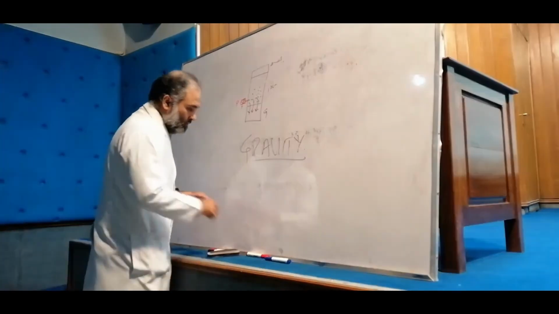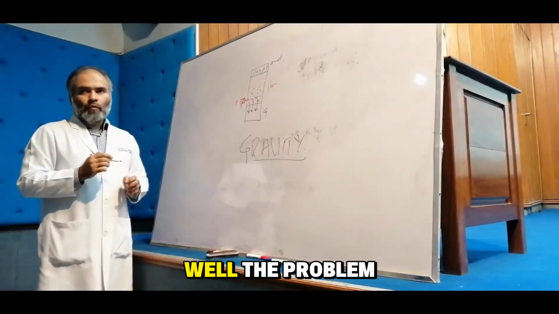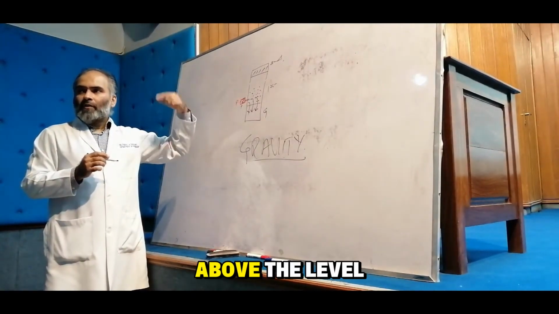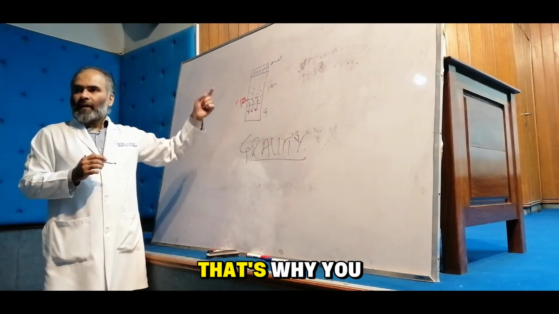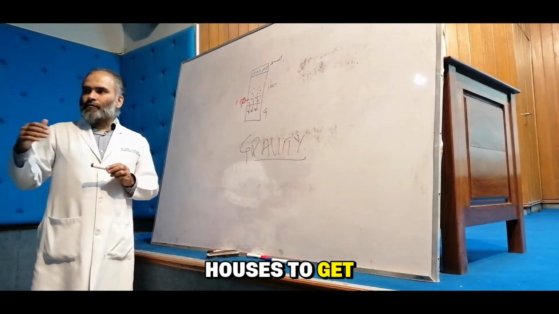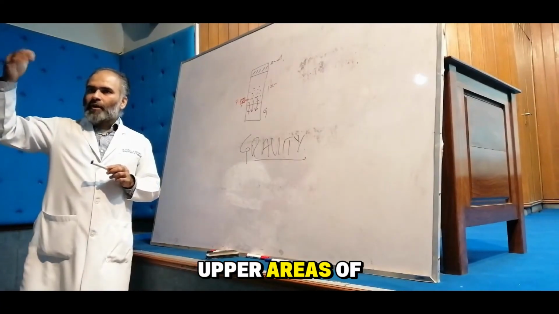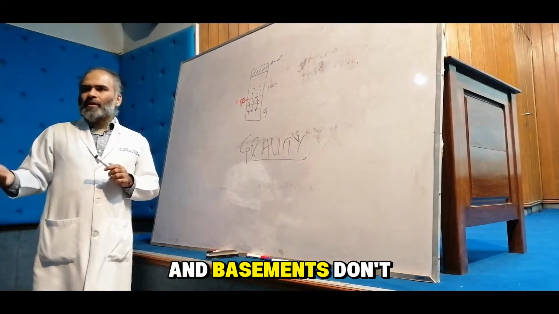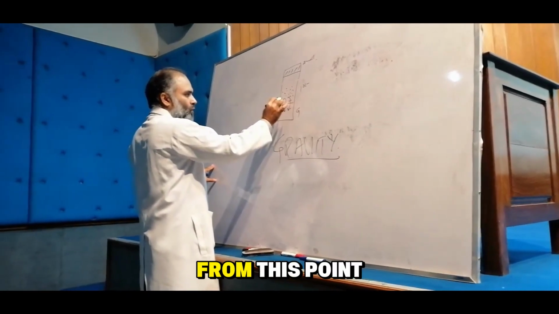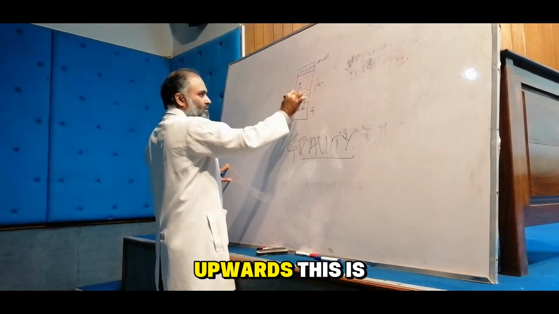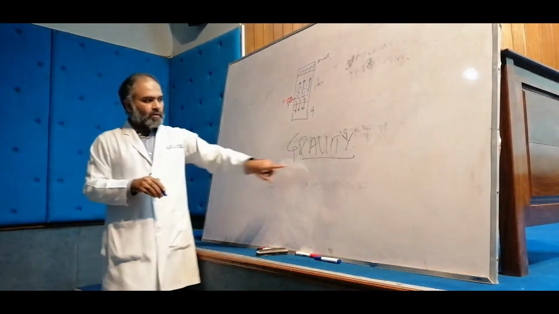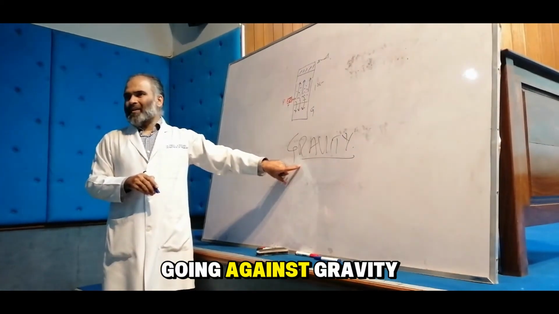What about this area here? Well, the problem was actually the area above the level of the pump. That's why you got the pump. We install water pumps in houses to get water to the upper areas of the house. The ground areas and basements don't have much of a problem. So from this point upwards, this is where the effort will come. Yes, because it is anti-gravity. It's going against gravity.